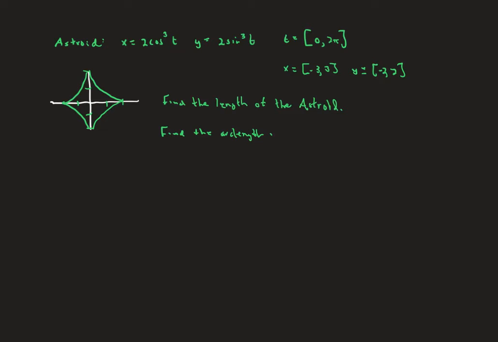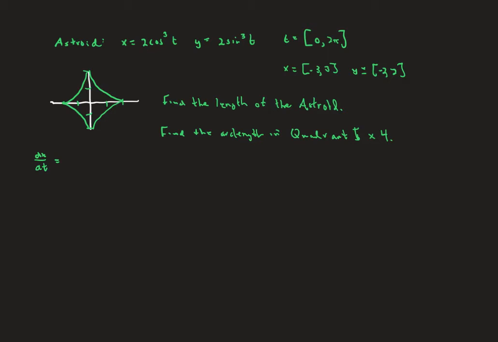We're going to say in quadrant 1, and then multiply by 4 to get the length of the whole figure. So in our formula, we know that we're going to need to know first what is dx/dt, and then we're going to have to square that, and then we're going to have to find dy/dt and then square that. So it's going to get a little messy here.